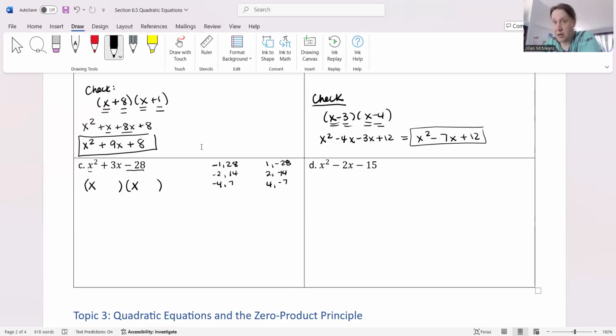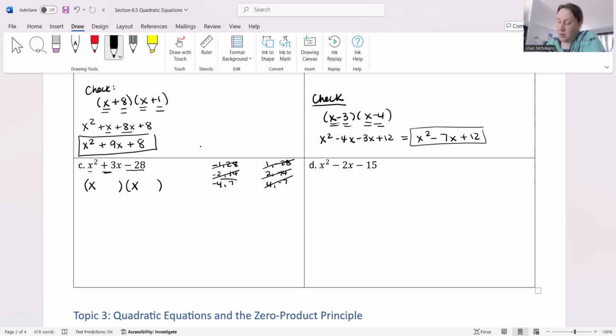So each of these 6 pairs, if you multiply them, you get -28. Now we've got to find the one that adds to be +3. So -1 and 28 is 27. That doesn't work. 1 and -28 is -27. That doesn't work. -2 and 14 is +12. That doesn't work. 2 and -14 is -12. That doesn't work. 4 and -7 is -3, so we're getting somewhere. That one's close, but again, we need +3, not -3, so that one doesn't work.